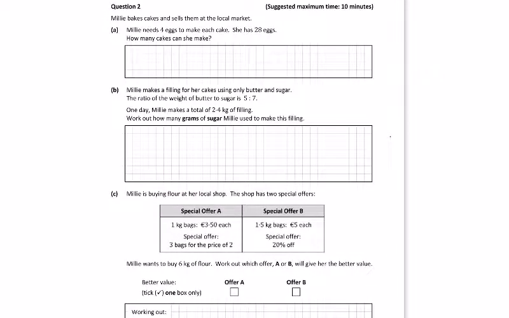Question 2, Millie bakes cakes and sells them at the local market. 4 eggs to make each cake, and she has 28. So you can see here 4 by 7 will be 28. So she can make 7 cakes. Nice easy start.